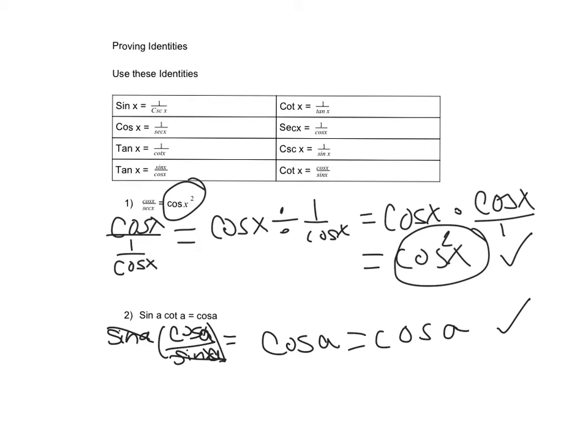So those are two kind of simple ones using the identities. The keys are to keep the chart in front of you or keep it in your head. But you have to know how to use that. And I turned everything into sine and cosine as best that I could.